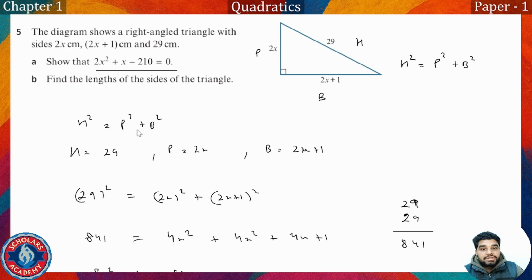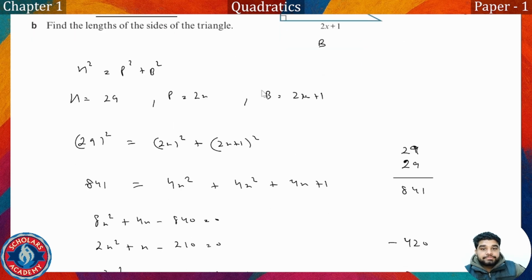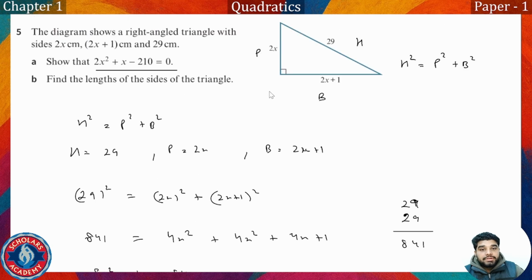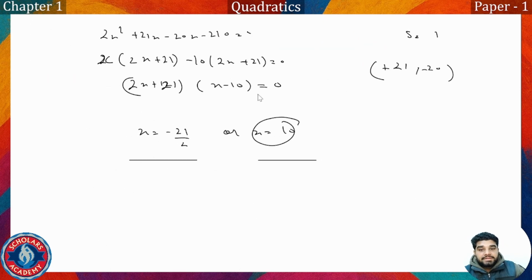Now, which is favorable for us? I think length can't be negative, so we'll choose positive value. So x is equal to 10 we'll choose. So from here we get perpendicular as 20, base as 21, and hypotenuse as 29. These are the sides.